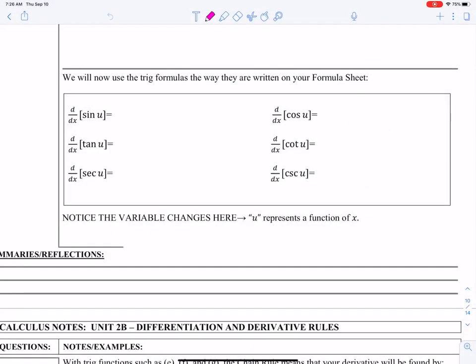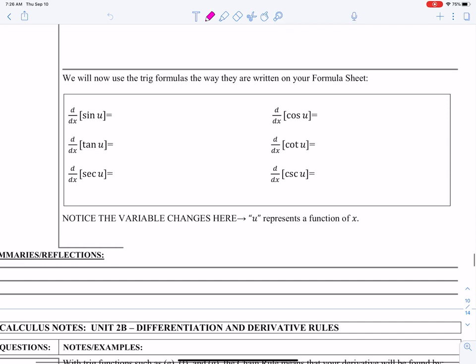So let's pick back up with our trig rules that we already know, but we're going to write them the way that they're written on your formula sheet. And so the derivative of sine we know is cosine, but now there's a u here. So if it's the derivative of sine u, it's going to be cosine u. And we're going to multiply by this thing called du dx.